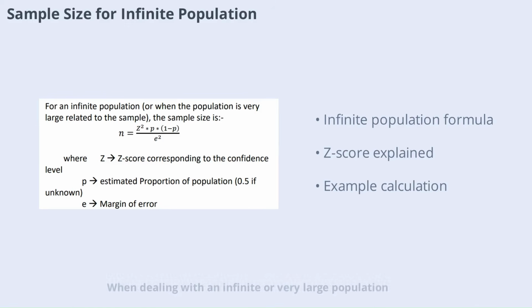In dealing with an infinite or very large population, the sample size can be calculated using a specific formula. n = Z² × P(1 − P) / E², where Z is the Z-score for the confidence level, P is the estimated proportion, 0.5 if unknown, and E is the margin of error. For example, with a 95% confidence level, 5% margin of error, and unknown proportion, the sample size would be about 385.